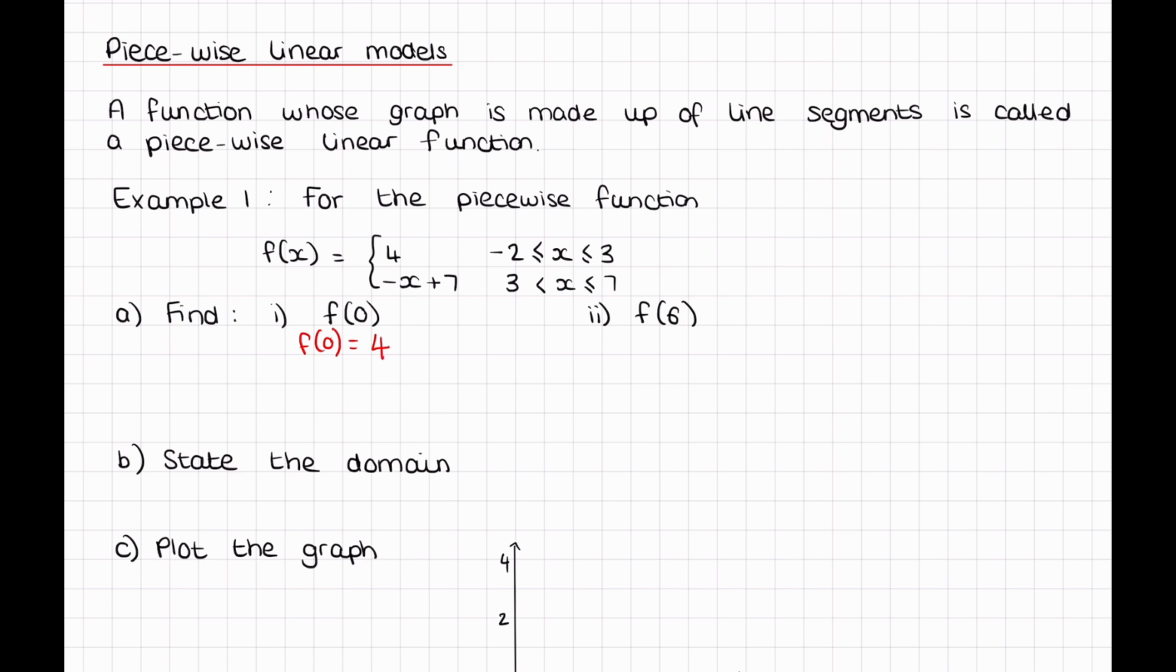Now for part 2, we want to find the function when x equals 6. Have a look where it fits into. It fits into the second one, -x plus 7. So we're going to put 6 into this equation, so we'll end up with -6 plus 7, which is equal to 1. So the function when x equals 6 equals 1.